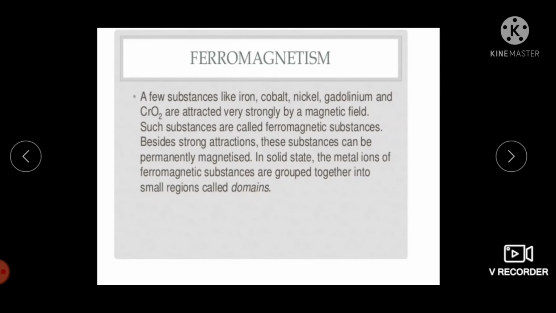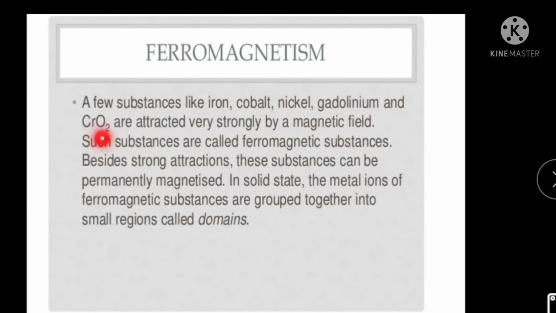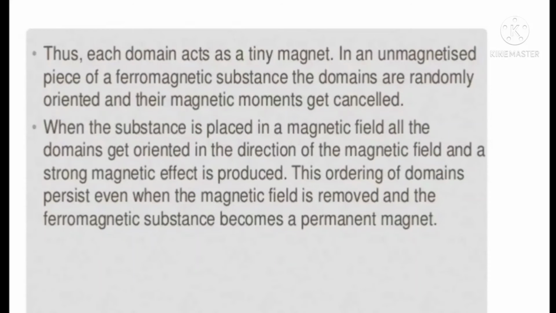A few substances like iron, cobalt, nickel, gadolinium and chromium oxide are attracted very strongly by a magnetic field. Such substances are called ferromagnetic substances. Besides strong attraction, these substances can be permanently magnetized. In the solid state, the metal ions of a ferromagnetic substance are grouped together into small regions called domains, and each domain behaves like a small magnet.